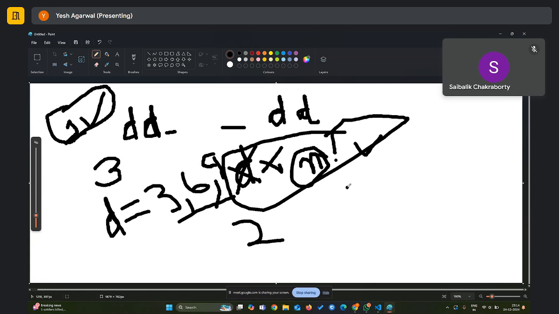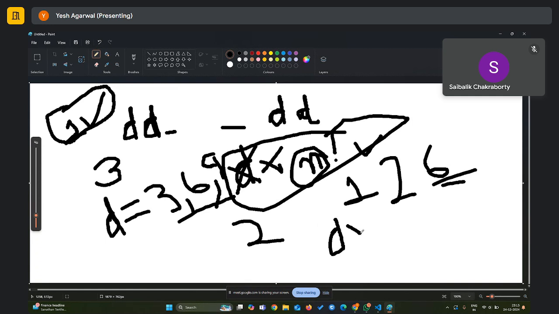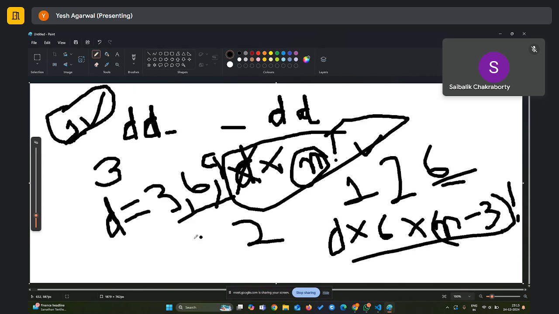So if we look at it, what is 1 factorial? 1. 2 factorial? 2. 3 factorial? 6. In the case of 6, if you look closely, there will be d multiplied by 6 into (n minus 3) factorial. I can write this, right? And this number will always be divisible by 3.